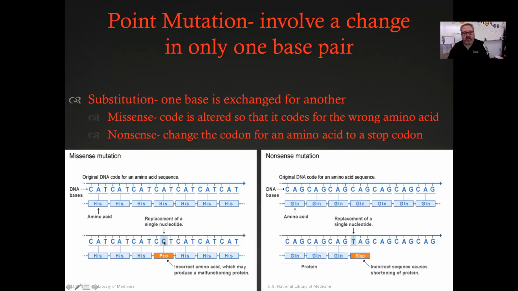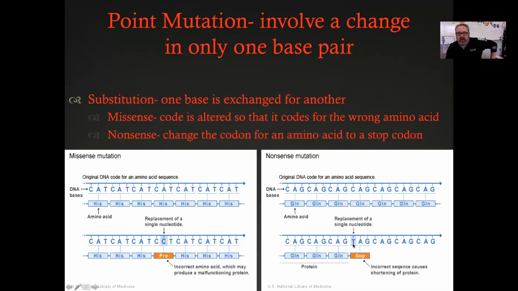It gets exchanged for the other. Now, if it's just altered so that it makes a different amino acid, then we call it a missense mutation, okay? Or a missense substitution mutation. A nonsense mutation would be like this one over here.